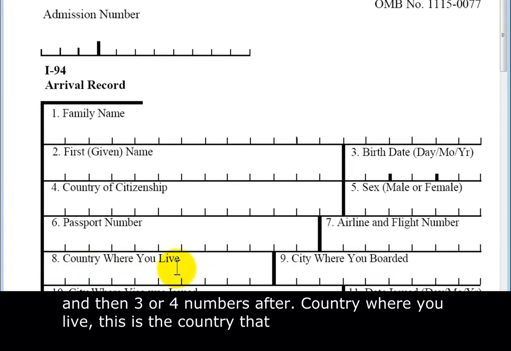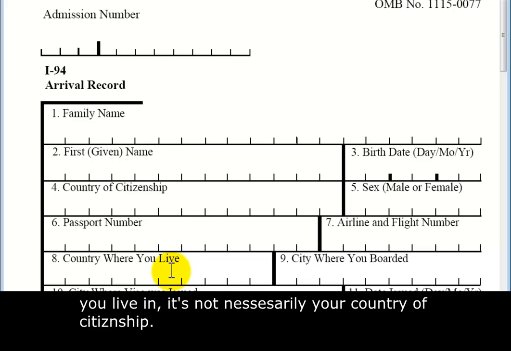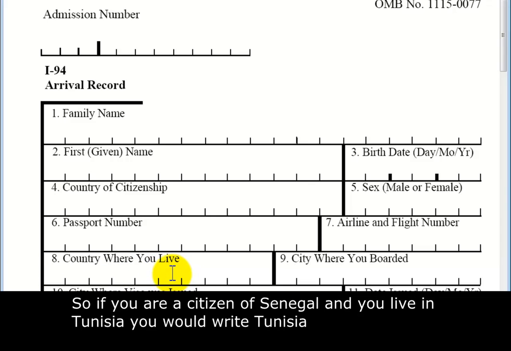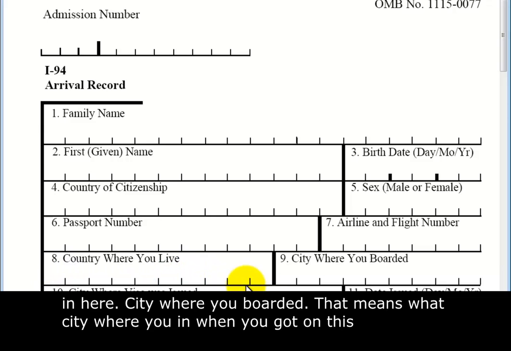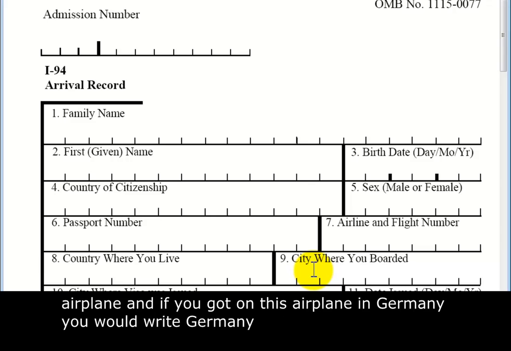Country where you live, this is the country that you live in. It's not necessarily your country of citizenship. So if you are a citizen of Senegal and you live in Tunisia, you would write Tunisia in here. City where you boarded, that means what city were you in when you got on this airplane.